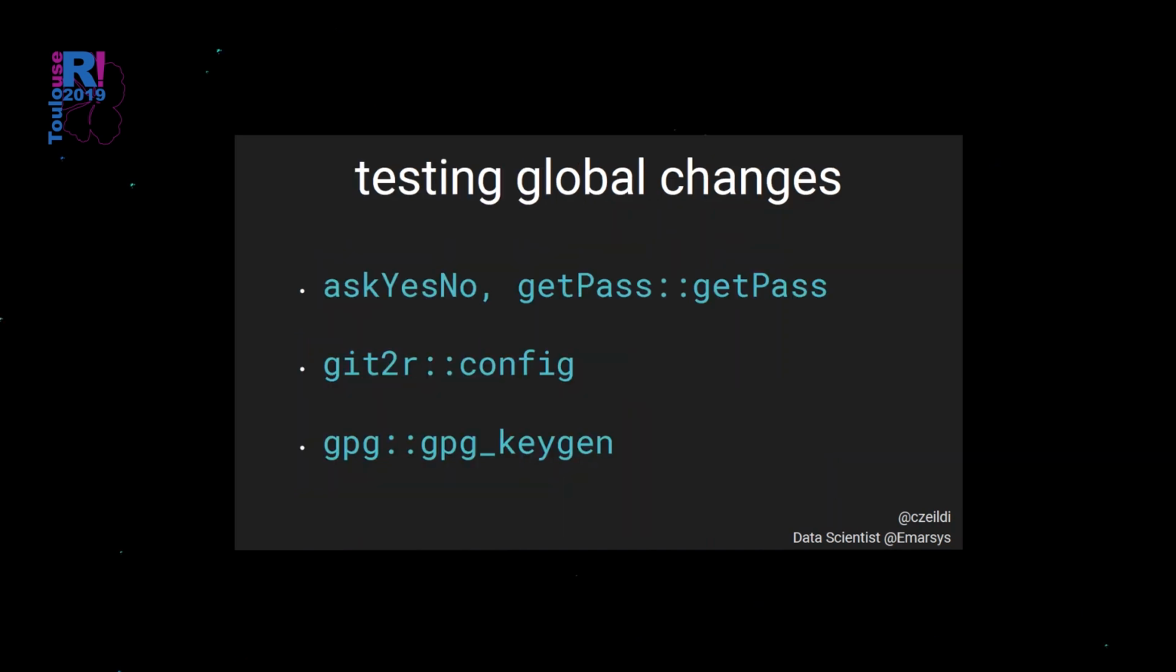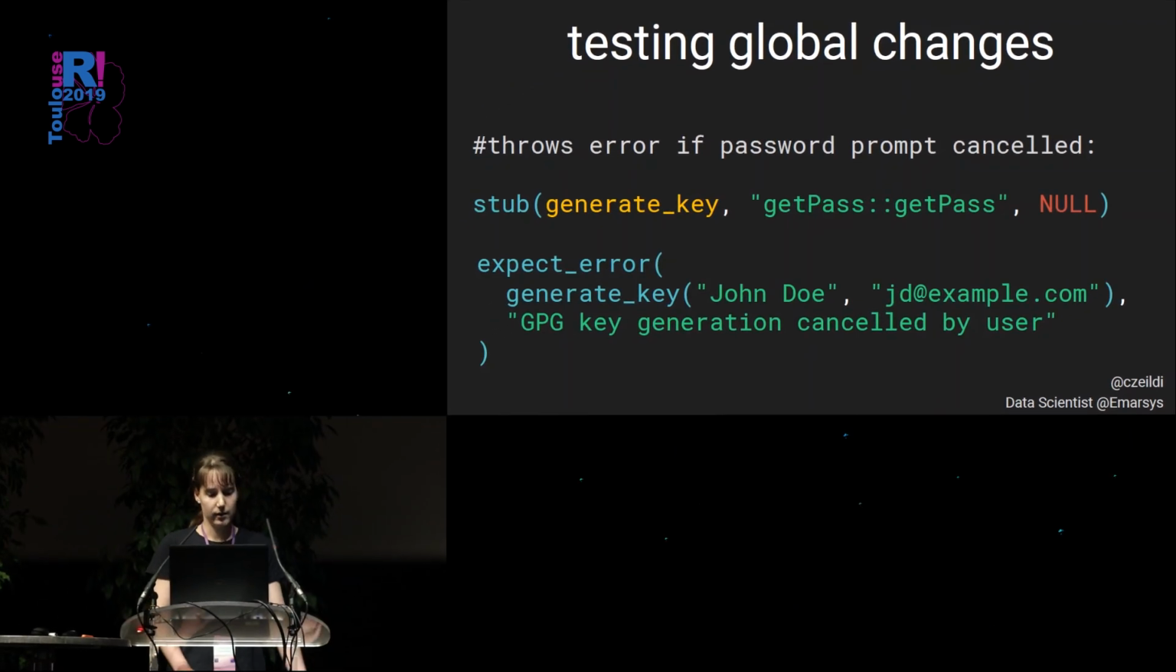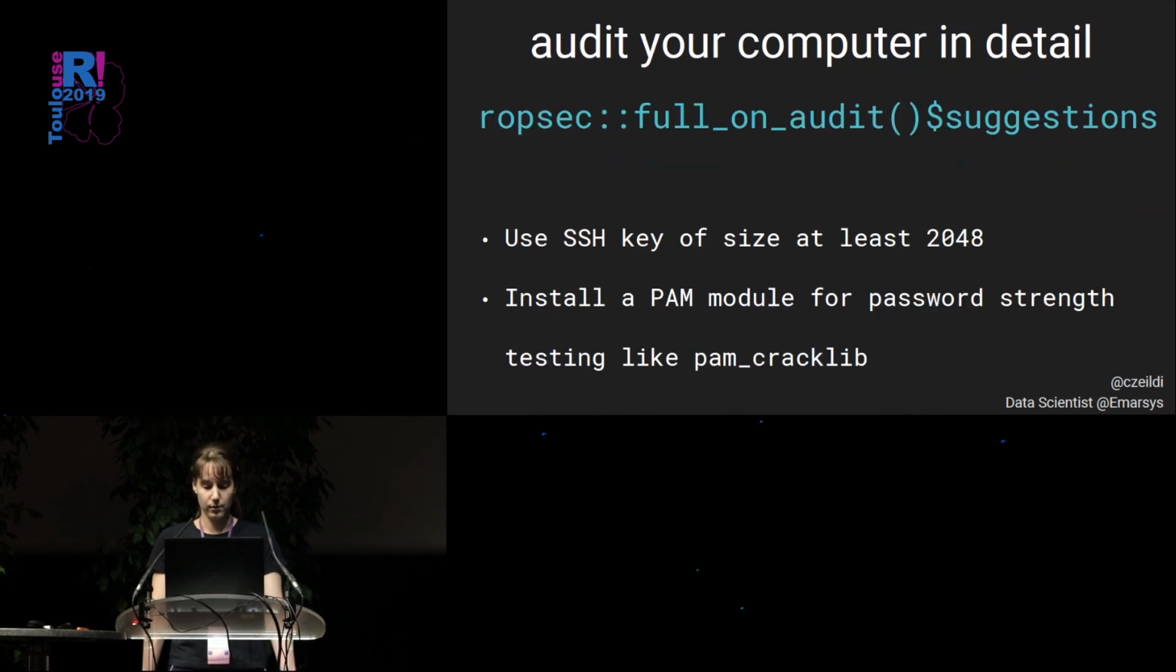An interesting aspect of the rapsec package is that most of the code either interacts with the user or changes settings outside the scope of your R project, and thus it is not straightforward to test. For example, how do you test changing your Git configuration without actually changing your Git configuration? I chose to test with so-called stubbing from the mockery package. It works like this: first you define what function you don't want to be called, and you also define a simulated return value, and then you can proceed with testing as you would otherwise.